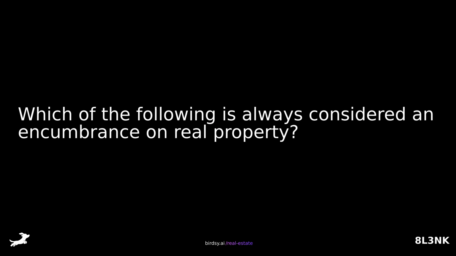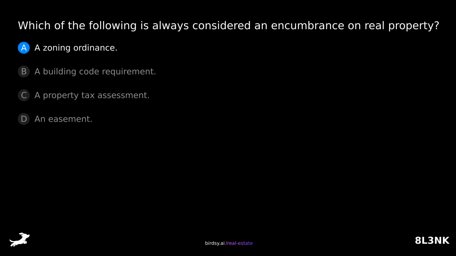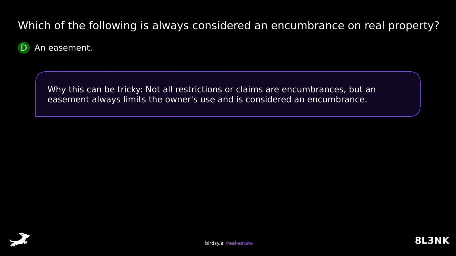Which of the following is always considered an encumbrance on real property? Is it A, a zoning ordinance, B, a building code requirement, C, a property tax assessment, or D, an easement? The correct answer is D, an easement. Why this can be tricky. Not all restrictions or claims are encumbrances, but an easement always limits the owner's use and is considered an encumbrance.